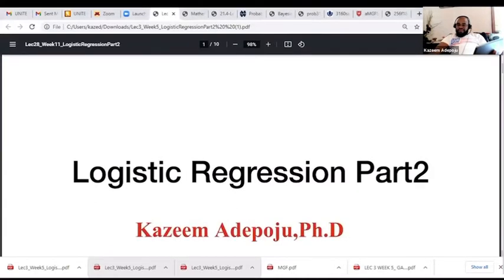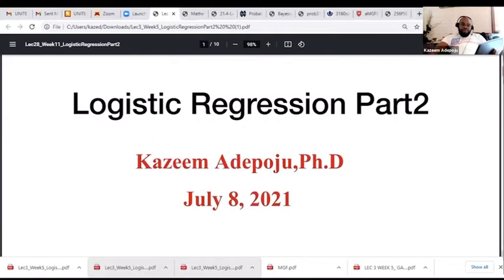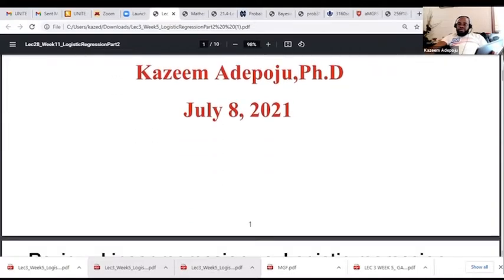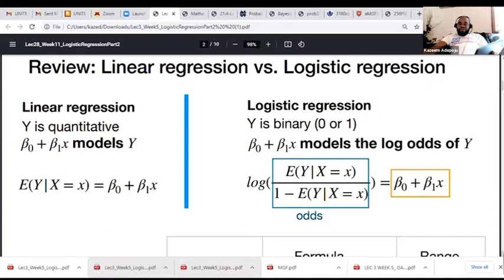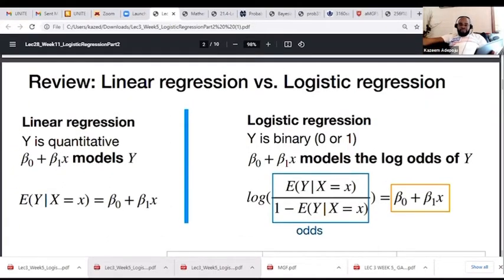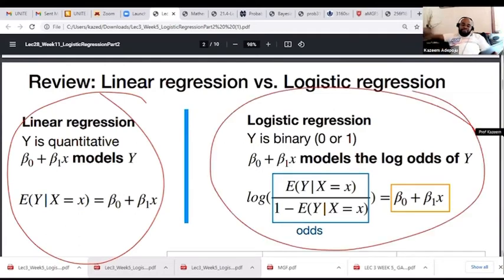Thank you so much. I want to welcome everyone to the second topic of the day. We are still on logistic regression, but this is going to be part two of what we started. I think I've really explained the difference between linear regression and logistic regression. You take a look at this side. This is linear regression, right? Take a look at that. And this is the logistic regression.